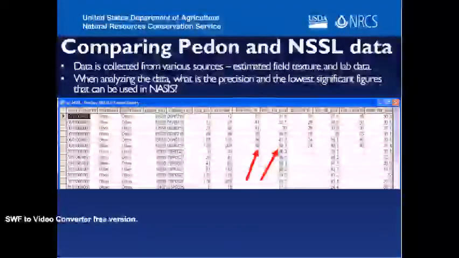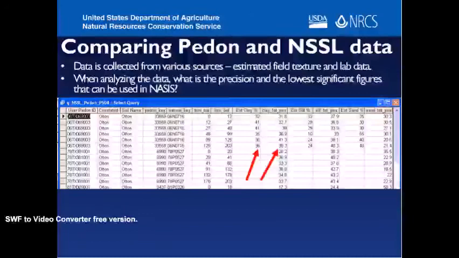So now, why is all this being explained to you? Well, the reason is that we collect data from various sources. We estimate it and we also analyze it. And when you start looking at your data and analyzing all of this data that you've pulled together, you have to identify what the precision is. You have to identify the lowest significant figures in this raw data set, because that's going to control what values you populate into NASIS.